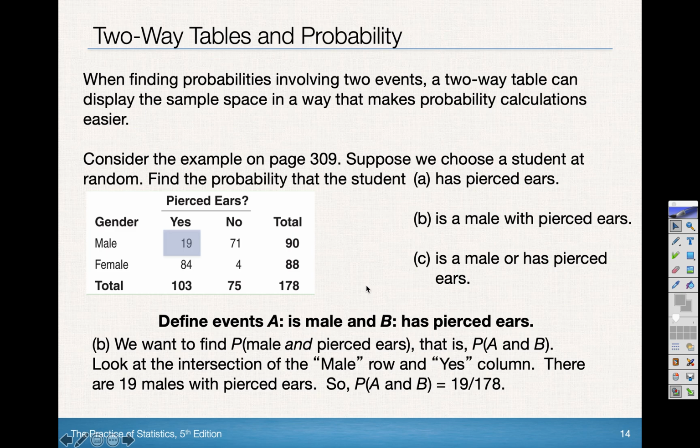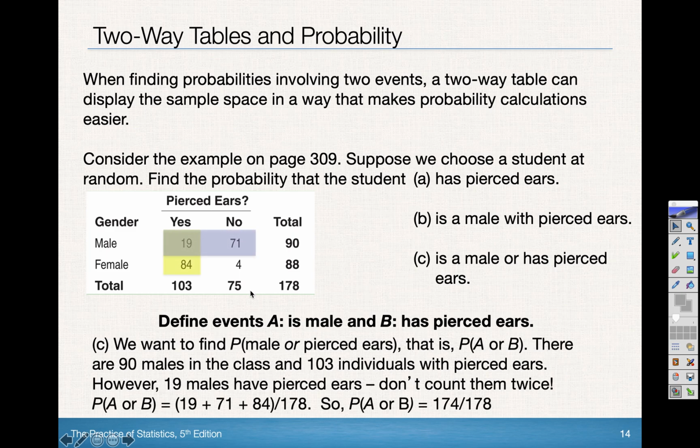And C is a male or has pierced ears. So this is where we have a male with pierced ears, a female with pierced ears, and a male without pierced ears, because it is male or has pierced ears. So any of these three. You'll notice that this has overlap, right? Because 19 could be counted twice. So we have to be aware of that when we're dealing with non-mutually exclusive, or inclusive, events, because you could be both male and have pierced ears.